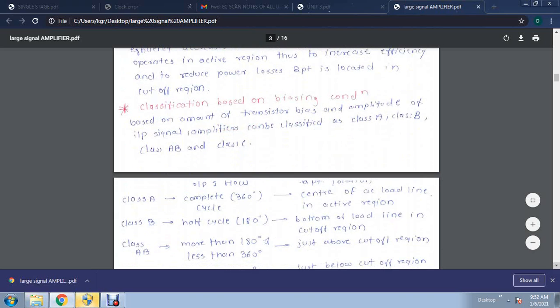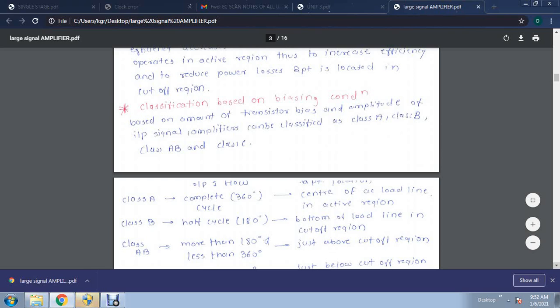The classification is based on the biasing condition, the amount of transistor bias and the amplitude of the input signal. Amplifiers can be classified as Class A, Class B, Class AB, Class C. There are four categories of amplifier: one is Class A, second is Class B, then Class AB and Class C.